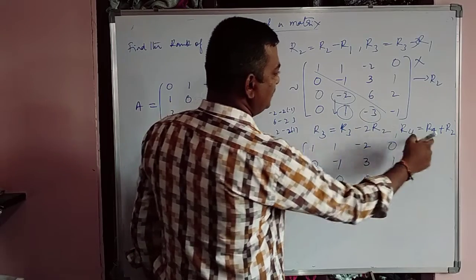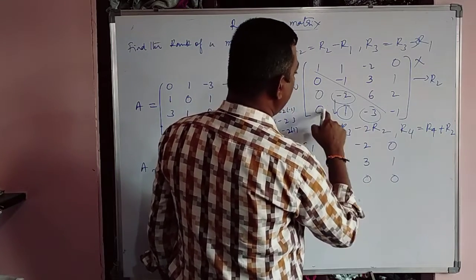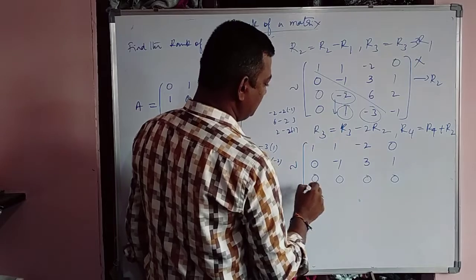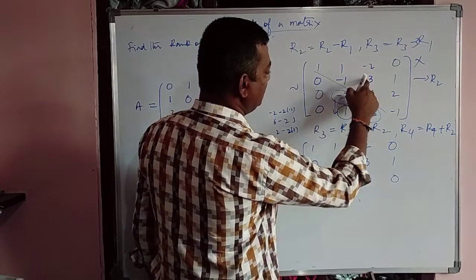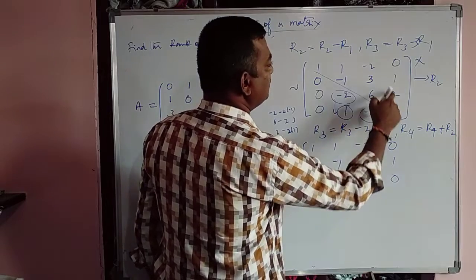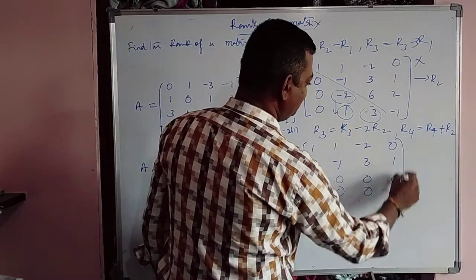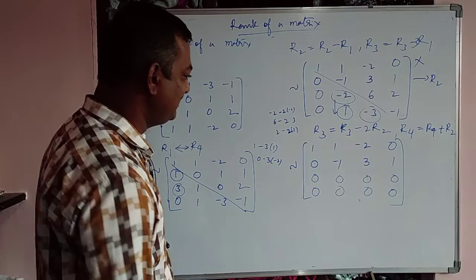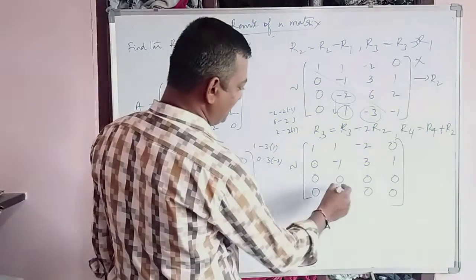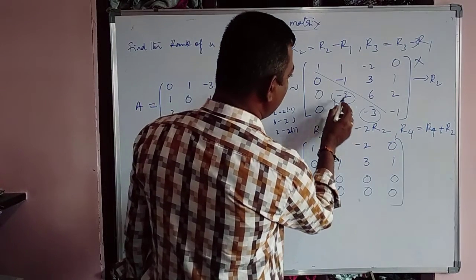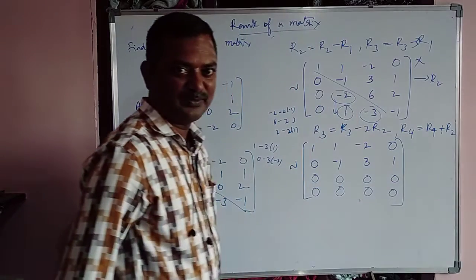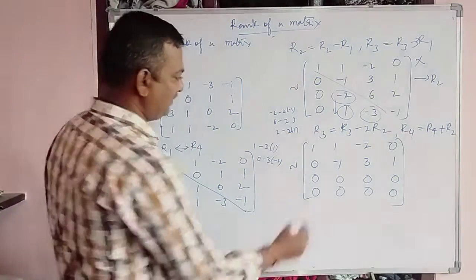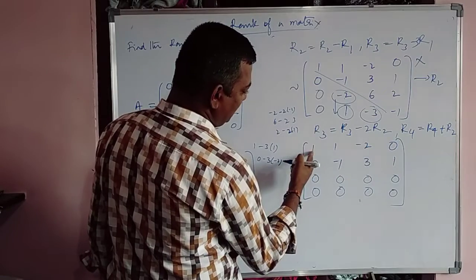Now R4 is equal to R4 plus R2: 0, 1 plus minus 1 is 0, minus 3 plus 3 is 0, minus 1 plus 1 is 0. Now I told you already, students, our aim is to make only these two elements 0, and while making these two, the others also become 0. Now, fine. The first row starts with 1.